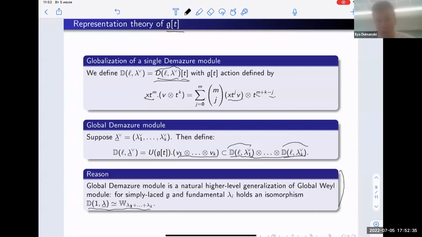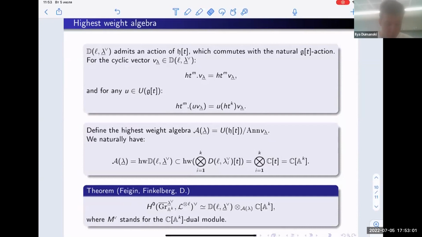But we do not talk today about Weyl modules. So that was just the motivation, the purely algebraic motivation for these global Demazure modules. But let us proceed to our next stop, and that is highest weight algebras.